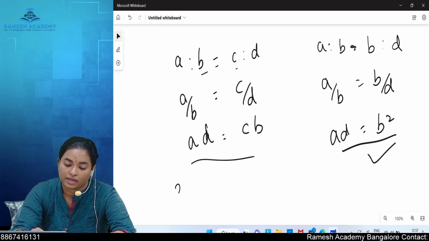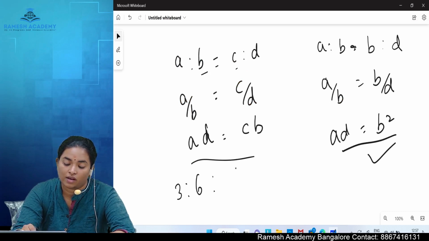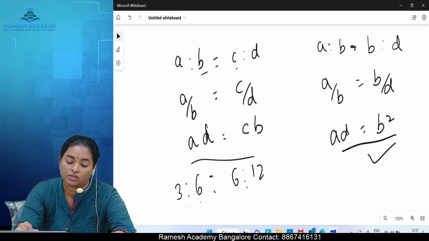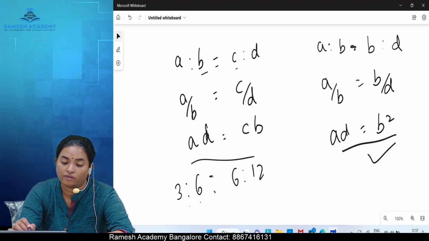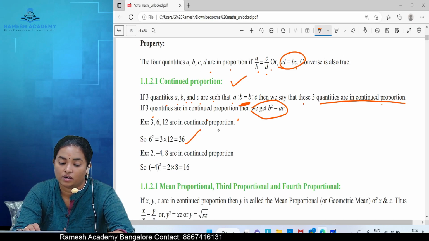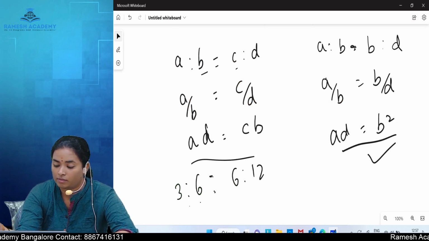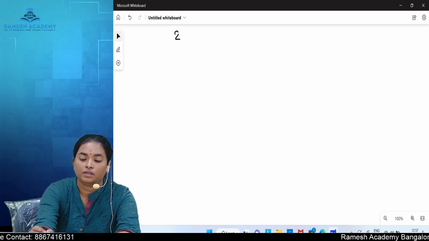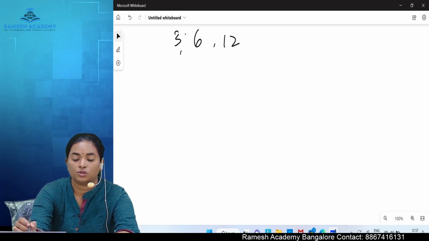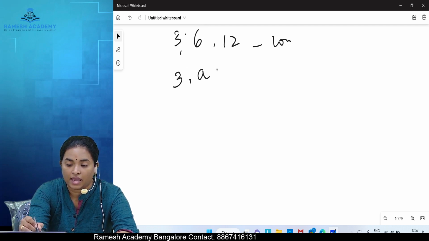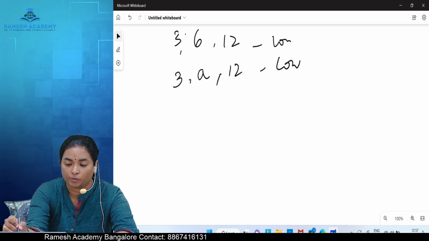Now let's say 3, 6 and 12 are in continuous proportion. When they say that, it means 3 is to 6 is equal to 6 is to 12. That is what they mean. The question can come like this. I'll write here: they have given 3, 6, 12, and 3, 6, 12 are in continuous proportion. Or the question may say 3, A, 12 are in continuous proportion.